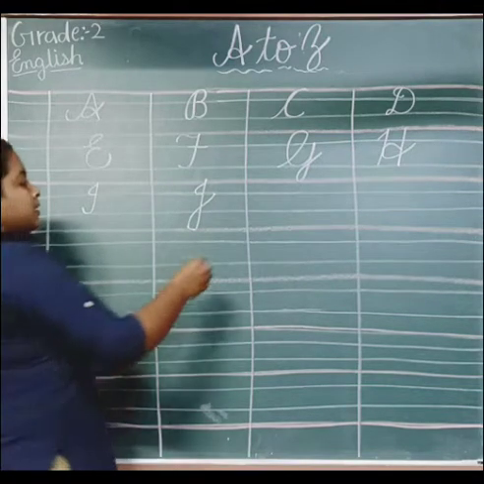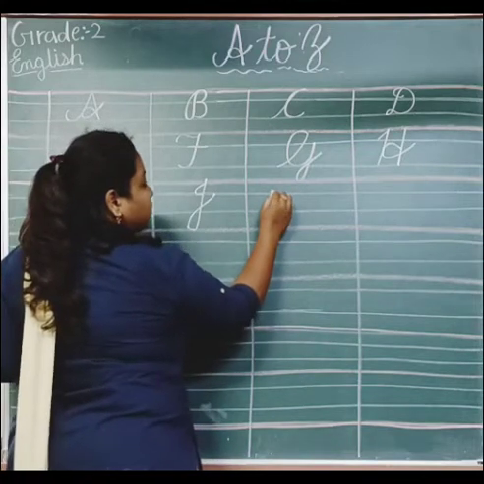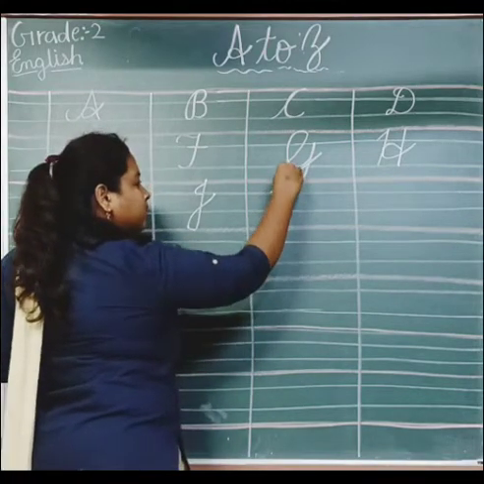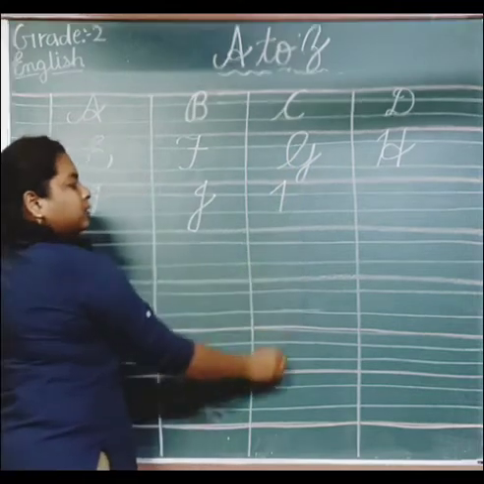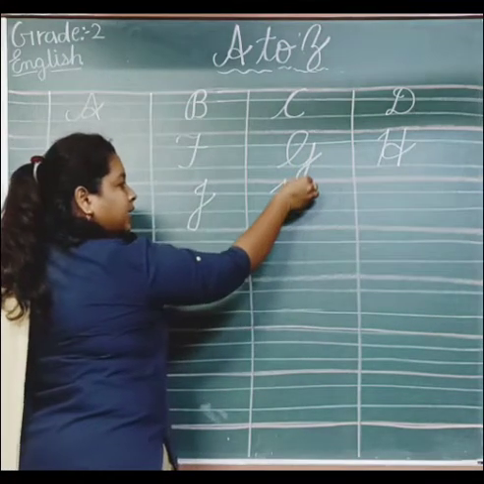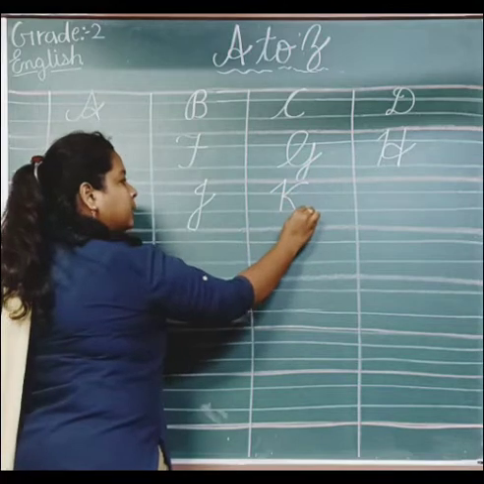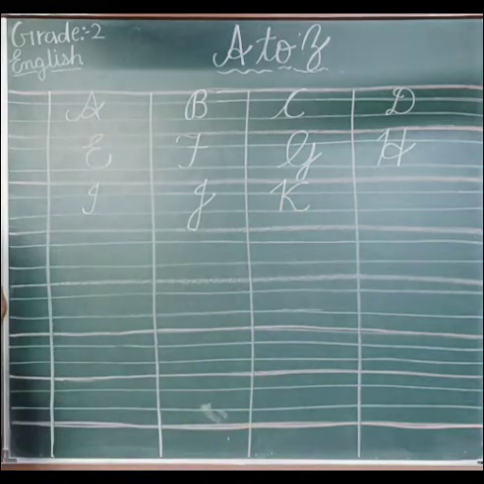Okay? So after J, K will come. So make a small slanting line. Come back to the blue line. And then start from the red line. Make a curve like this and like this. That is called capital K.